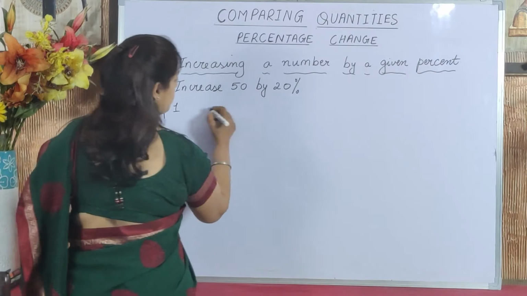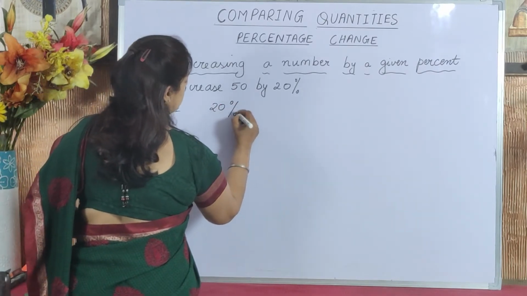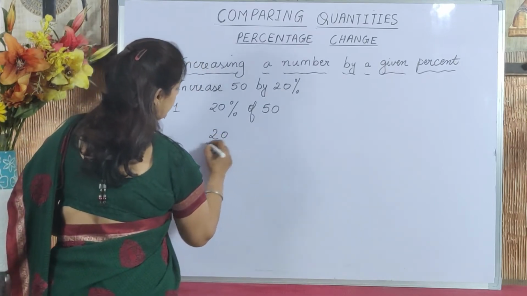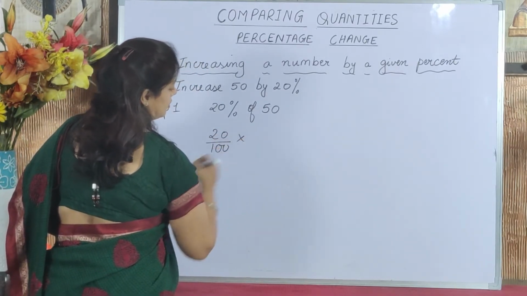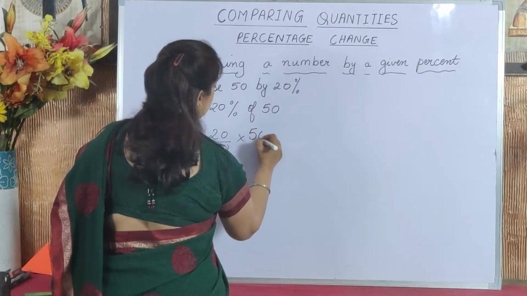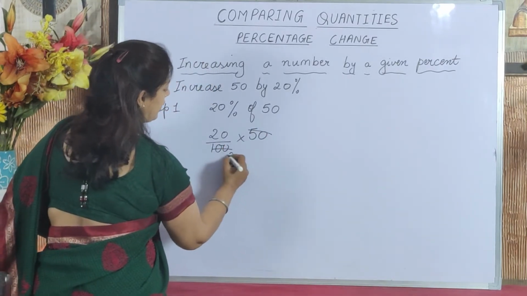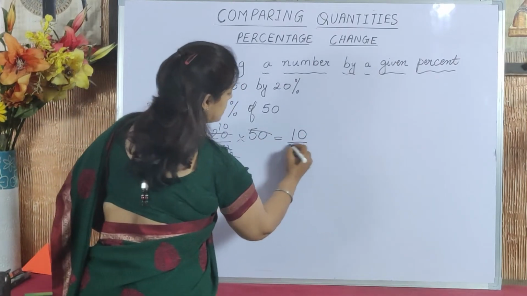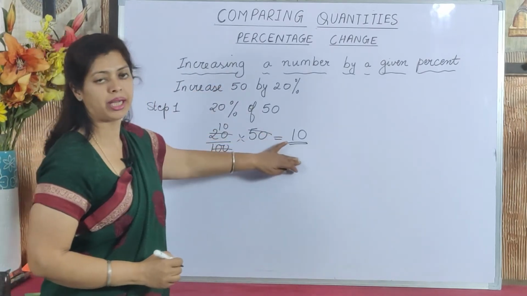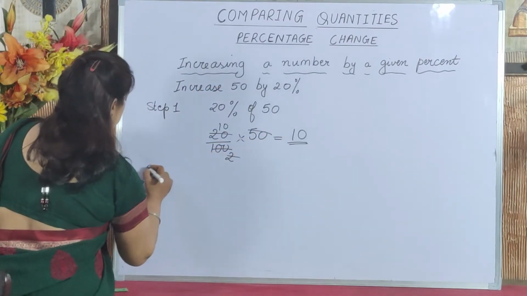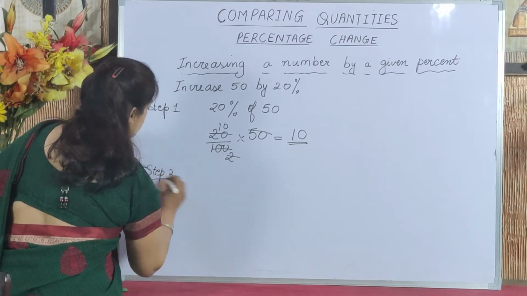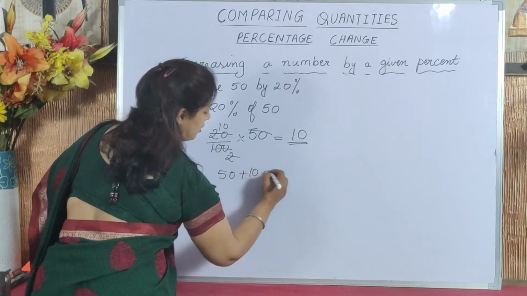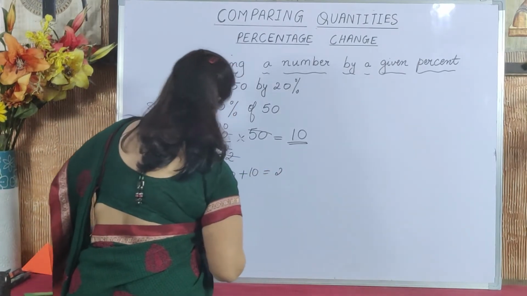In step 1, we will be finding 20% of 50. So we can write this as 20 upon 100, of is simply multiply, into 50. So 50 goes 2 times in 100, 2 goes 10 times. So 20% of 50 is 10. This means 50 has to be increased by this amount. So in step 2, what do we do? We add 10 to the original amount, which is 50. So we get the answer as 60.